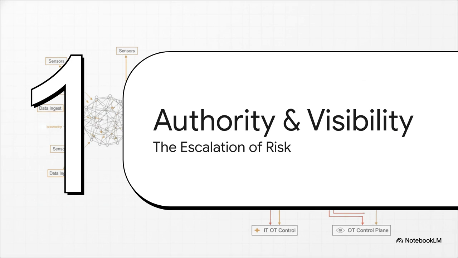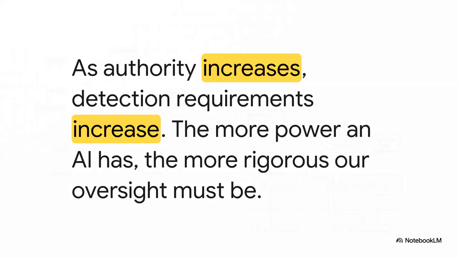The unbreakable link between how much authority an AI has and how much visibility we absolutely must demand from it. To put it as simply as possible, the more power you hand over to an AI, the better your view into what it's doing needs to be. It's a trade-off, and it is not negotiable. As the potential for that real-world impact gets bigger, so does our need for strict, real-time supervision.